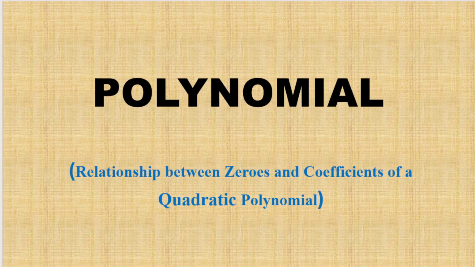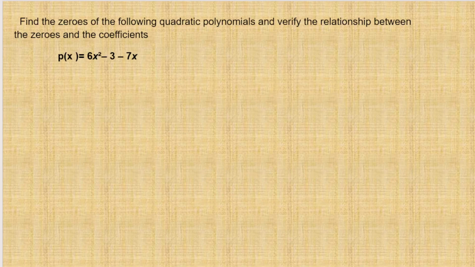Let's discuss the questions based on the zeros and coefficients of a quadratic polynomial. So how are the questions formed and how can we use this relationship, let's see this. For this we have an example. Find the zeros of the following quadratic polynomial and verify the relationship between the zeros and the coefficients. This polynomial is given to you.